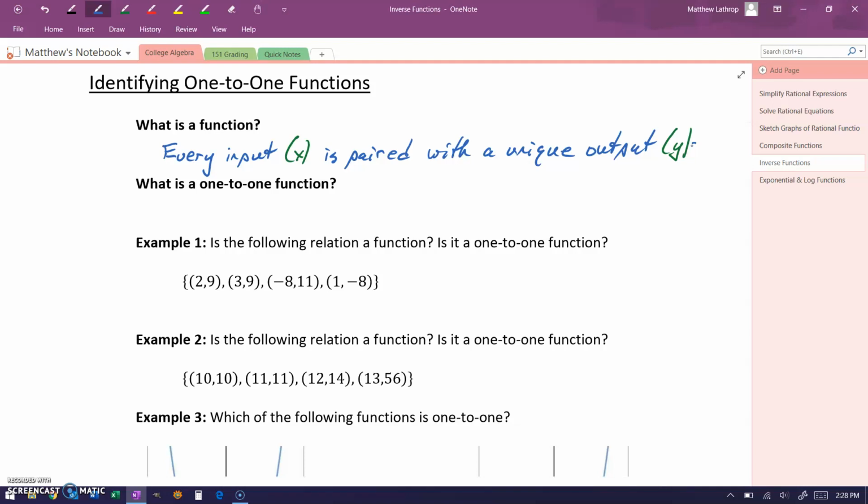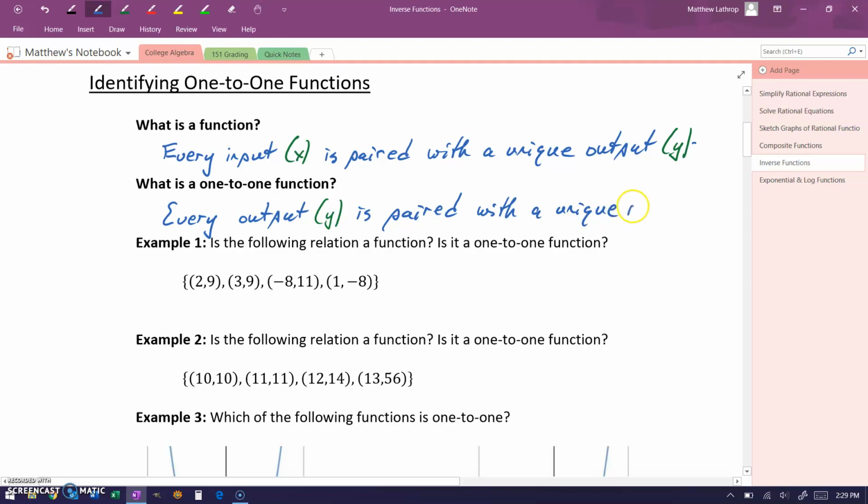A one-to-one function is a specific type of function where every output, meaning every y value, is paired with a unique input. So a unique x value.